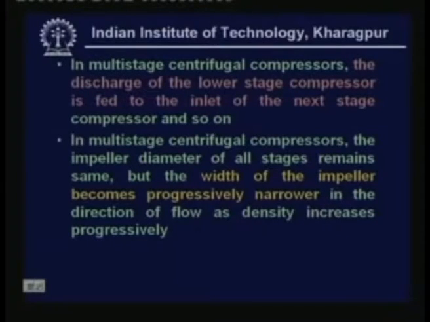That means when you have a multi-stage compressor, let us say a 4-stage centrifugal compressor, all the 4 stages will have the same impeller diameter. But since in the second stage the refrigerant pressure will be higher compared to the first stage, the refrigerant density will be higher in the second stage. So from the continuity equation, you know that the cross sectional area has got to be reduced. The only way of doing this is to reduce the width of the higher stage impellers.